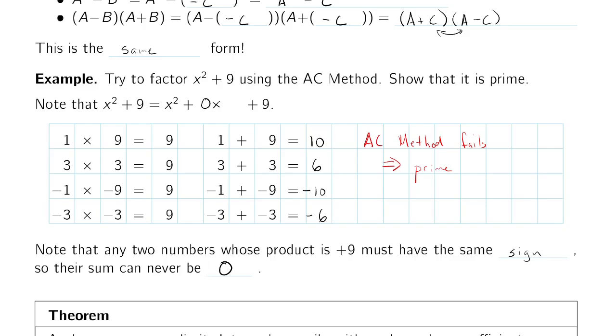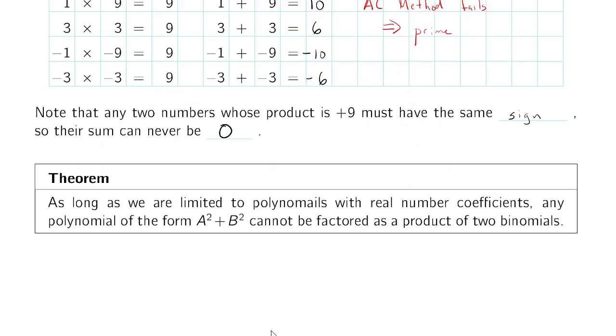And that's going to happen with every sum of squares. As long as we're limited to the real numbers, any polynomial of the form a squared plus b squared cannot be factored as a product of two binomials. It just won't work. So there's good news and bad news about the sum of squares. The bad news is we can't factor it. The good news is we know we can't factor it, which is almost as good as having the factors. At least we know we don't need to keep looking.